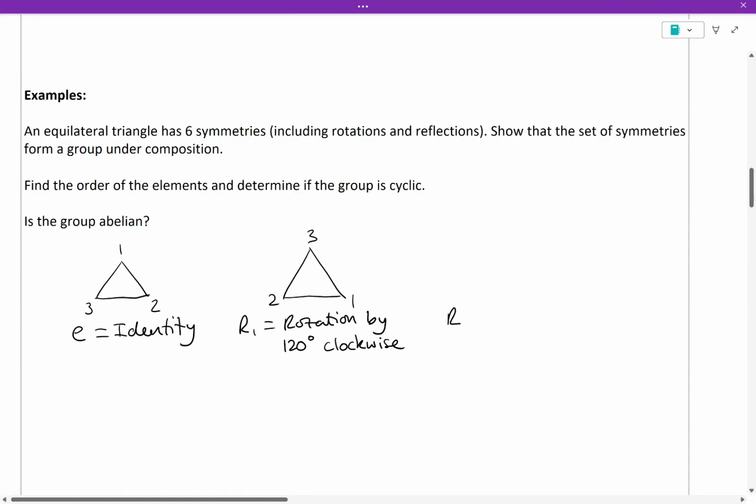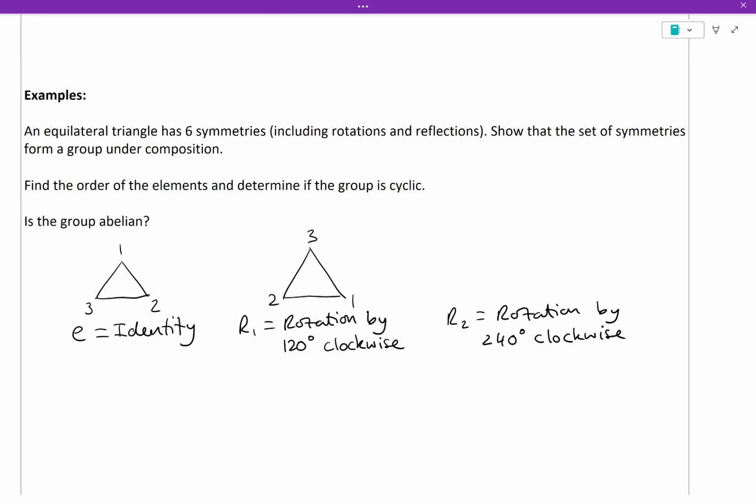Then we're going to name R2. So R2 is going to be our rotation by 240 degrees clockwise. You could also say 120 degrees anti-clockwise, that would be fine. But essentially, to get my picture representation, what I'm going to do is take my R1 picture and rotate a further 120 degrees. So the 1 is going to move over to the left. So we're going to have the 1 there, the 2 will be at the top, and then the 3 will be down there, like that. So that would be my picture.